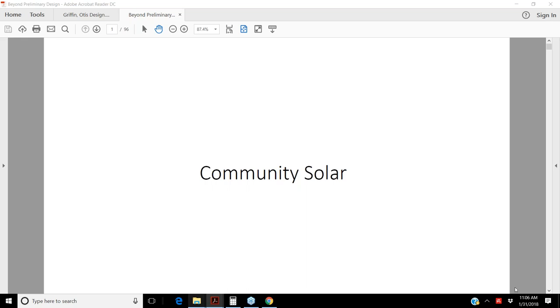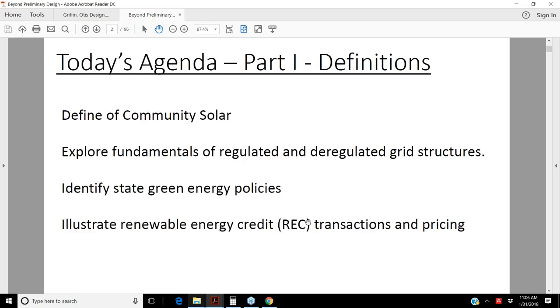So what we're going to do today is better explore the way green energy is transacted across the grid. Then we'll look at some community solar case studies to see how various utilities and investment groups have crafted community solar projects. And then we'll talk about some next steps, and what to do if you wanted to design your own community solar project.